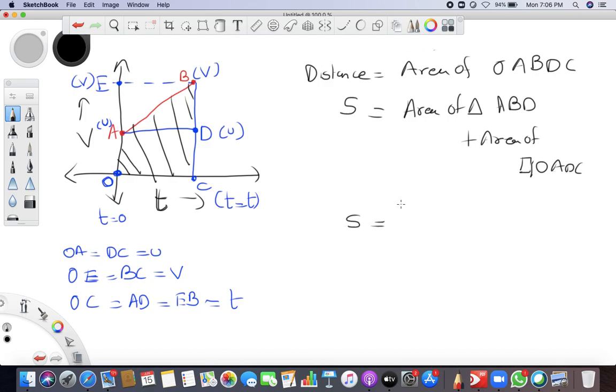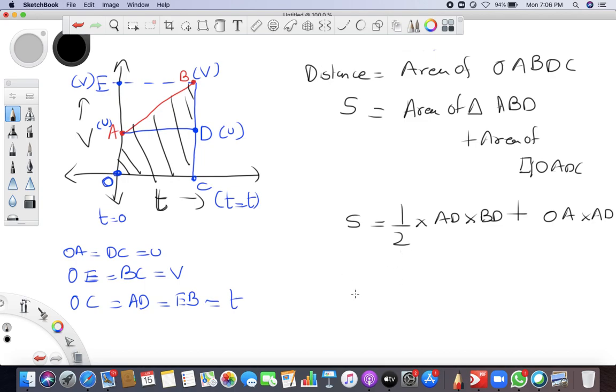Now, you know what area is? Area is one-half base into height. What is your base? Base is your AD, and height is your BD. Similarly, what is the area of a rectangle? Length into breadth. So OA into AD. You can also write OC into DC. It doesn't matter.